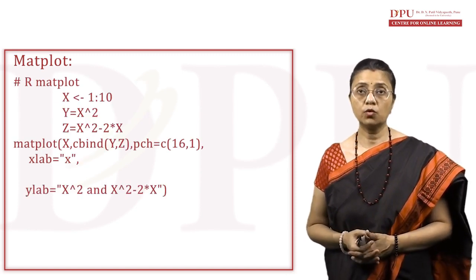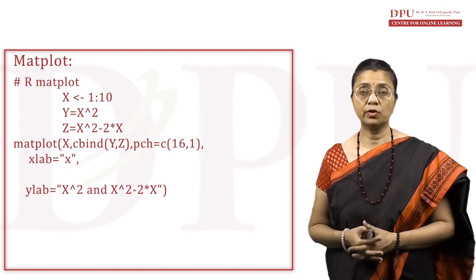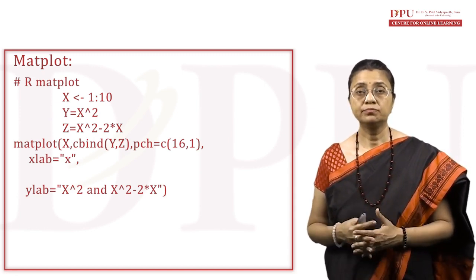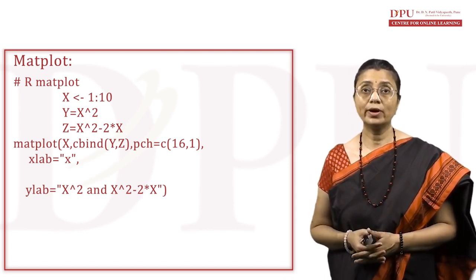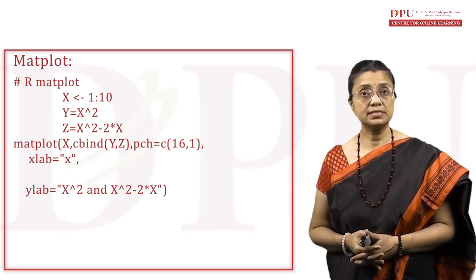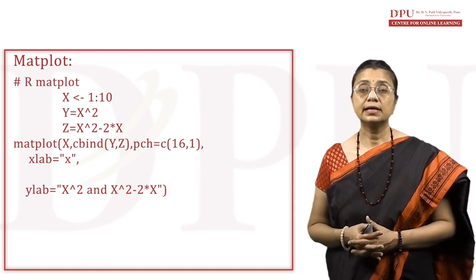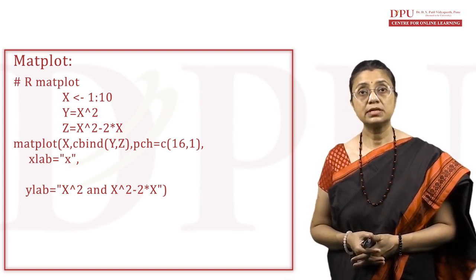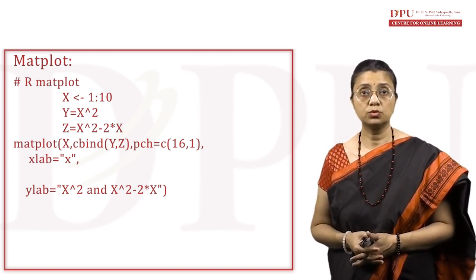Now this is a little code where you can see that we have used our matplot function. x is equal to 1 to 10, which is the series of 1 to 10, and y is equal to x square, and z is equal to x square minus 2x. You can see that the formula is written where x to the power of 2 means x into x, and z is x into x minus 2 into x.